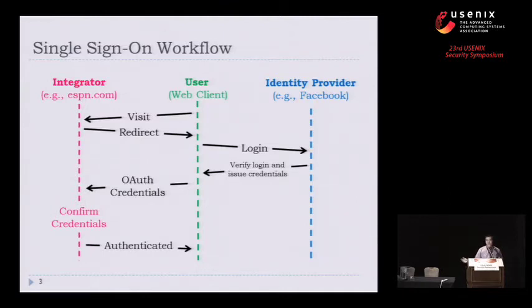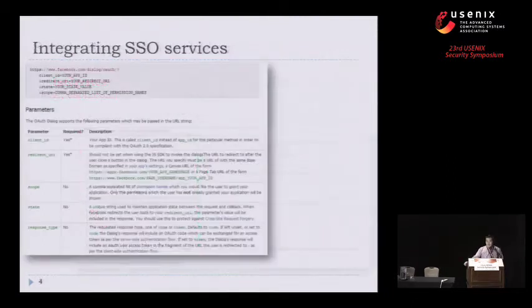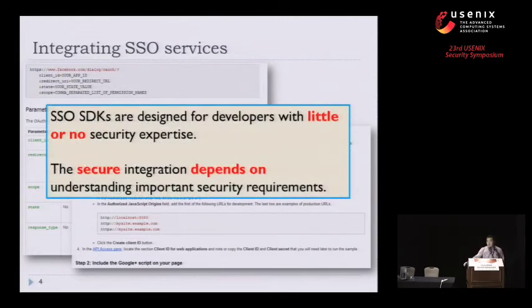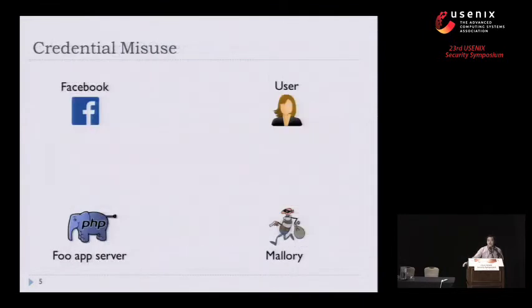As you can see, this is a non-trivial process that is actually hard to get right for an average developer. Therefore, major identity providers have created documentation and SDKs to help integrators integrate such a service. However, we think there is a dilemma here: these SDKs are designed for developers with little or no security expertise, but secure integration depends on actually understanding important security requirements. Therefore, this has opened up a lot of opportunities for attackers to exploit a vulnerable application. I'll give you an example.